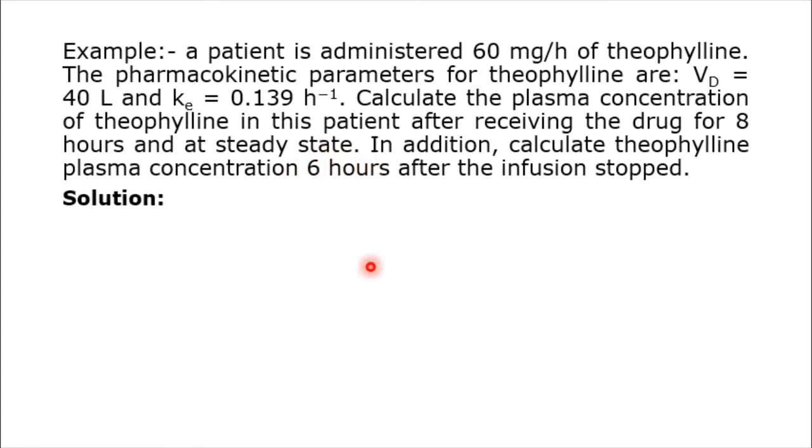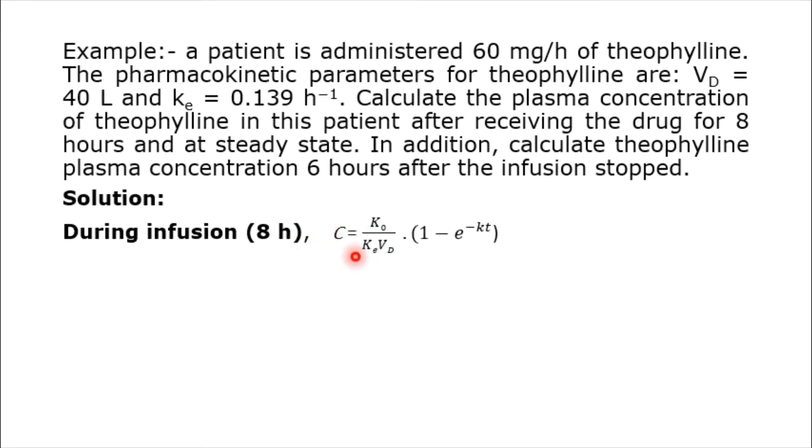So during the infusion, which is 8 hours, the plasma concentration equals the infusion rate over elimination rate constant multiplied by volume of distribution. All this is multiplied by 1 minus e to the power of minus elimination rate constant by time. We just apply the numbers and we get a plasma concentration of 4.24 milligram per liter as a concentration of a drug during the infusion time.